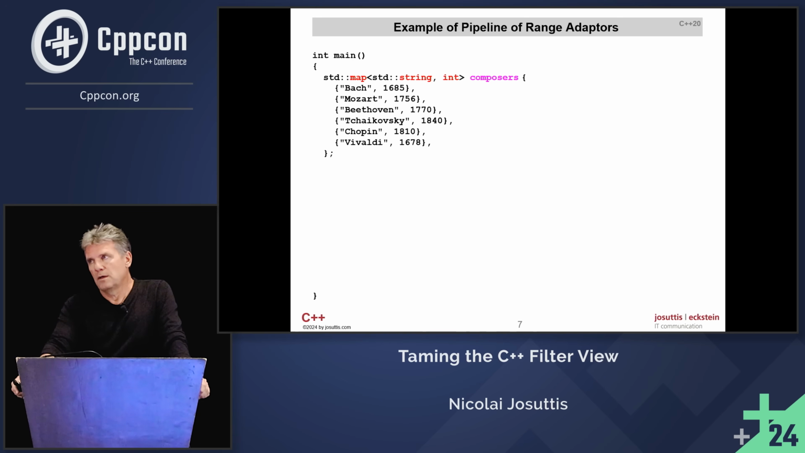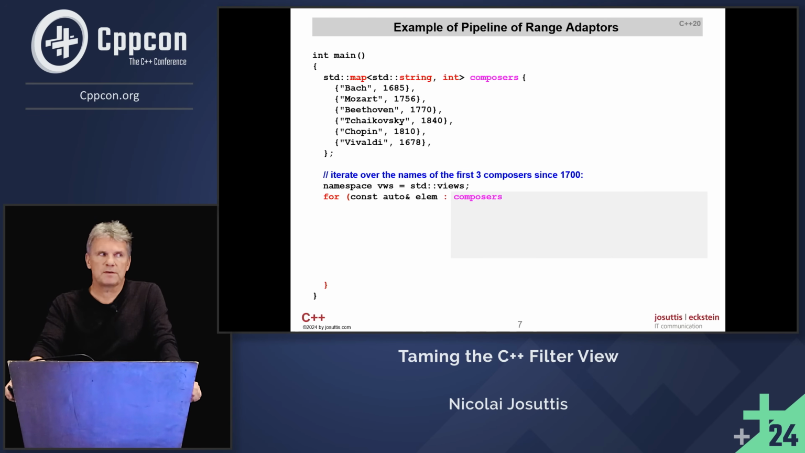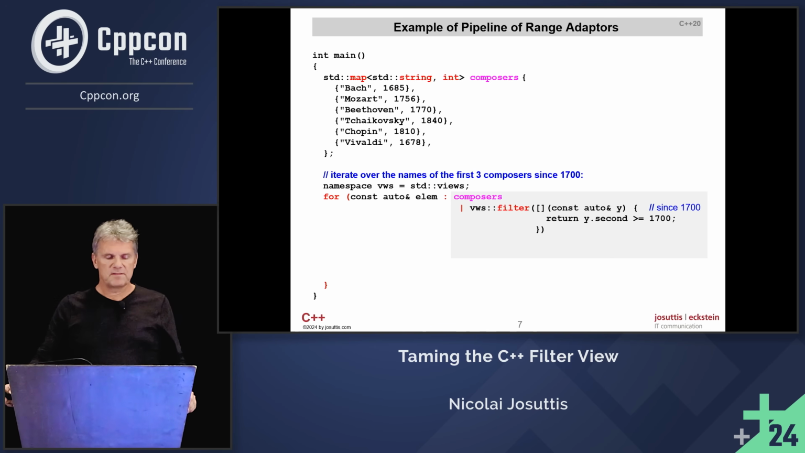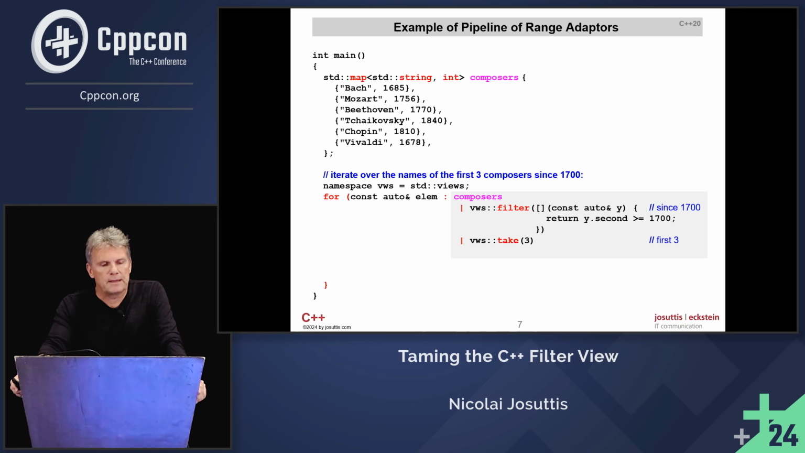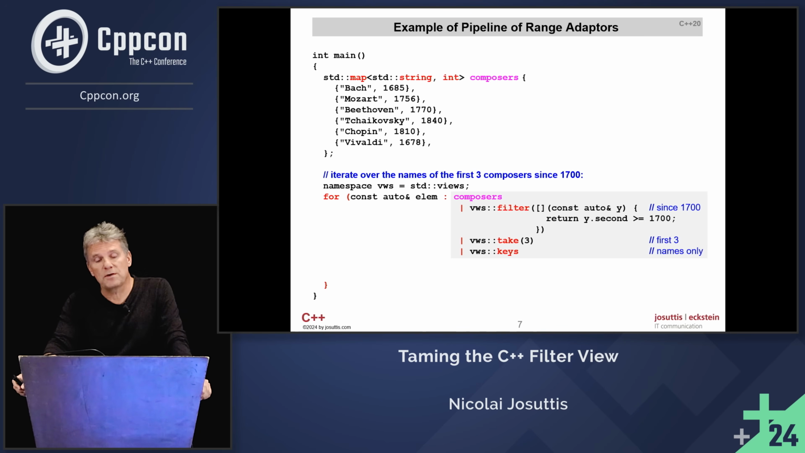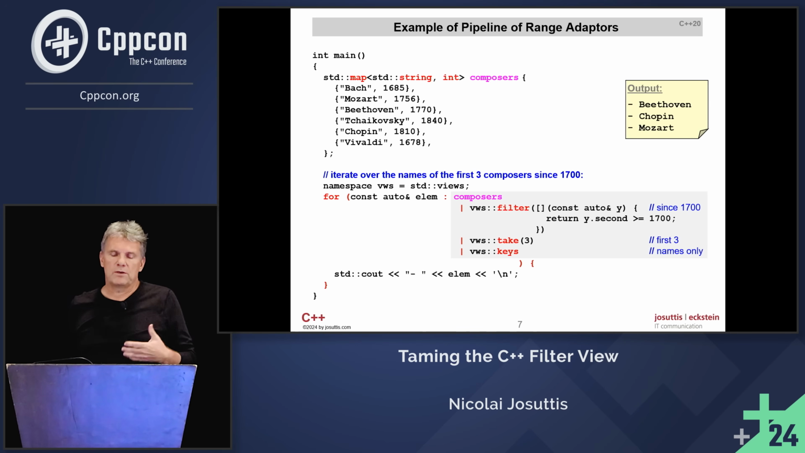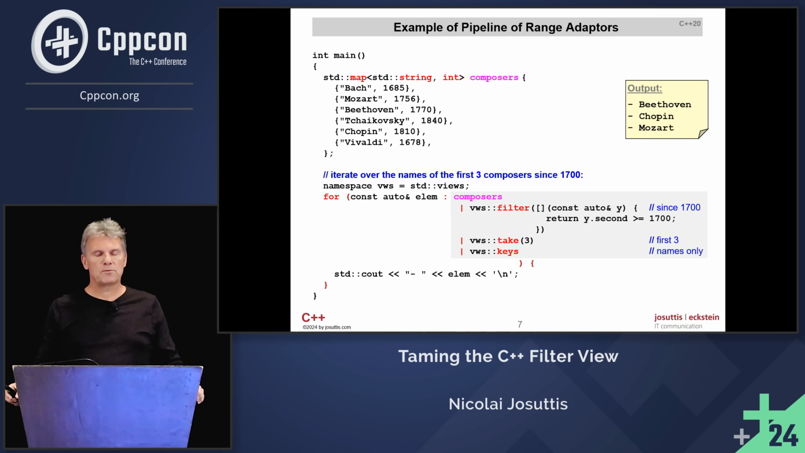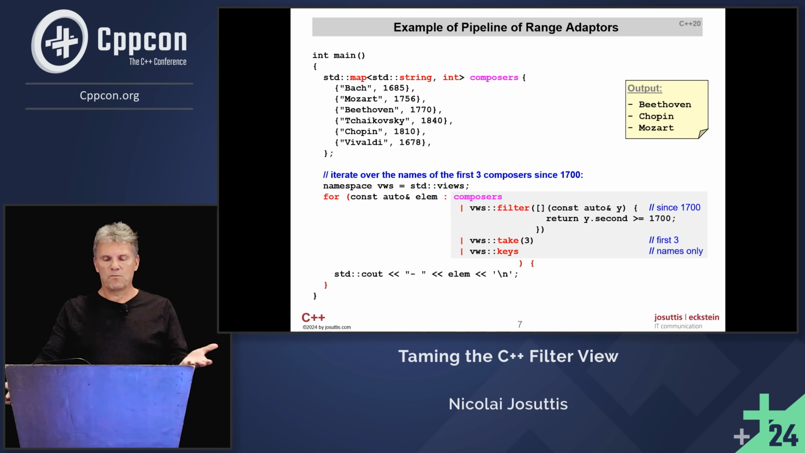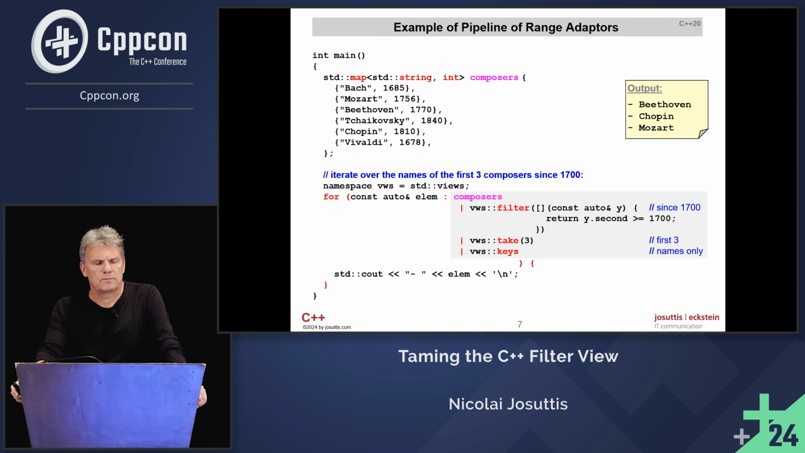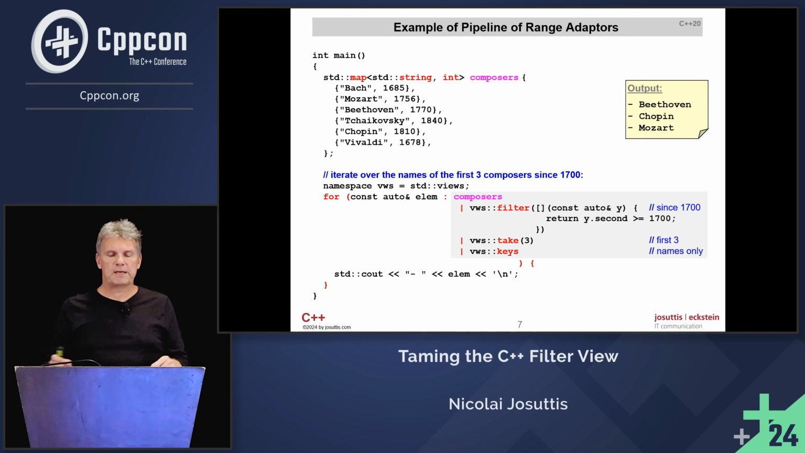This is a map of composers of classic music, the name and the year of birth. Let's iterate over these composers, but not over all of them. Let's only use those who were born since 1700. And then let's take only the first 3 of them. And then let's only take the keys of that, which are the names of these composers. And that is what we use to pass to the range-based for loop on the right-hand side as our range. And voila, you have the output. Don't be surprised, the map is sorting the elements.